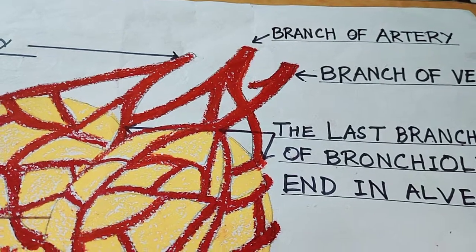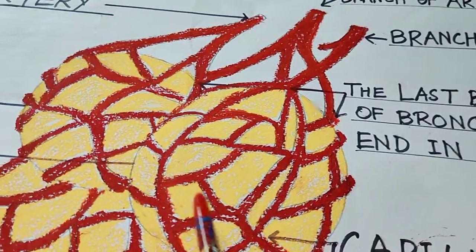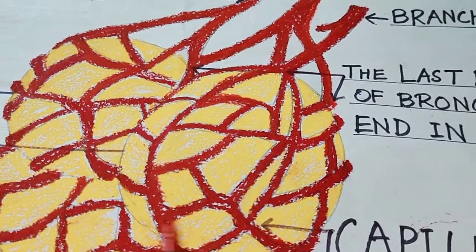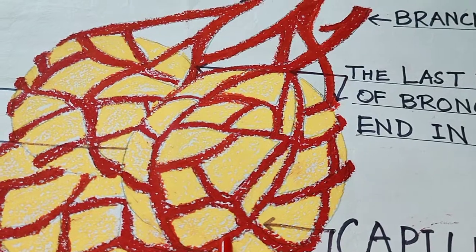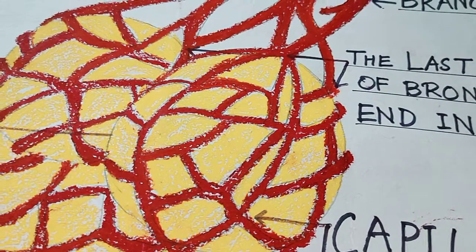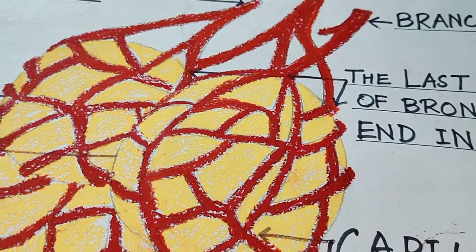The walls of alveoli are very thin and are surrounded by very thin blood capillaries. It is in the alveoli that oxygen is taken into the body and carbon dioxide is eliminated.